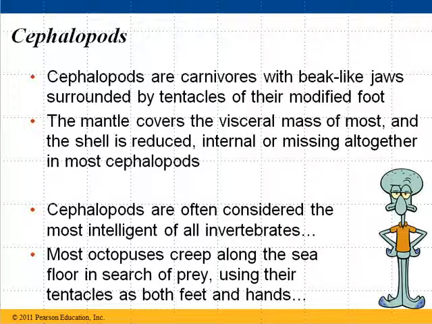The mantle covers the visceral mass of most, and the shell is reduced, internal, or missing altogether in most cephalopods. So most cephalopods, like an octopus or a squid, don't have a shell. They do have a mantle, which is that hard outside covering. When you look at the octopus, you would kind of think of it as his head, and that covers most of their visceral mass. Cephalopods are often considered the most intelligent of all invertebrates, bar none.